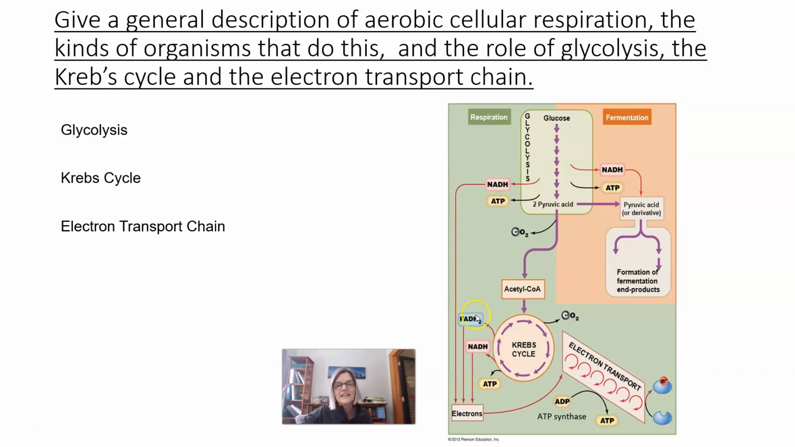The energy in NADH and FADH is used to make ATP by the electron transport chain, which drives an enzyme called ATP synthase. In order to keep the electron transport chain going, you need oxygen, which is the final electron acceptor, and it is converted to water. Your book sometimes uses the word terminal electron acceptor. So final electron acceptor and terminal electron acceptor mean the same thing.